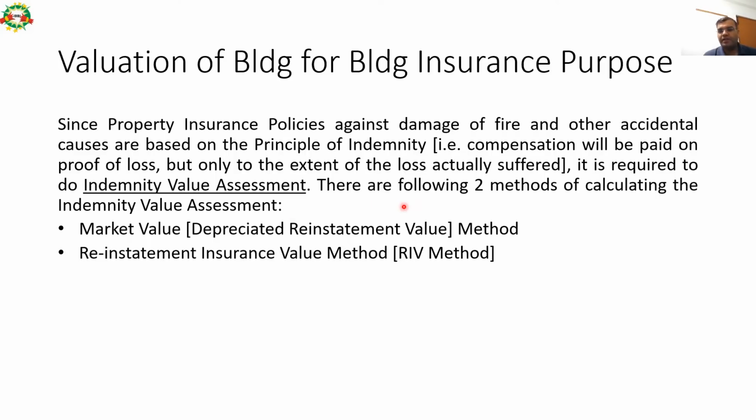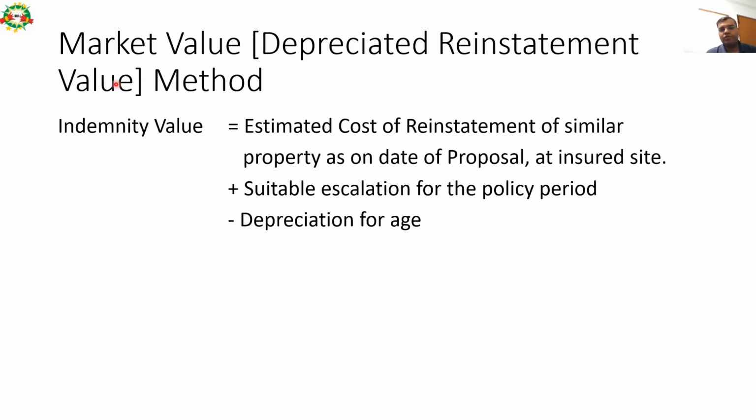For indemnity value assessment, two methods of calculation are followed: the market value, depreciated reinstatement value method, also called the DRV method, and the reinstatement insurance value method, in short the RIV method. The market value or DRV method, or depreciated replacement value method, states that the indemnity value will be equal to the estimated cost of reinstatement of a similar property as on the date of proposal, RCM, at the insured site, plus suitable escalation for the policy period, minus depreciation for age.